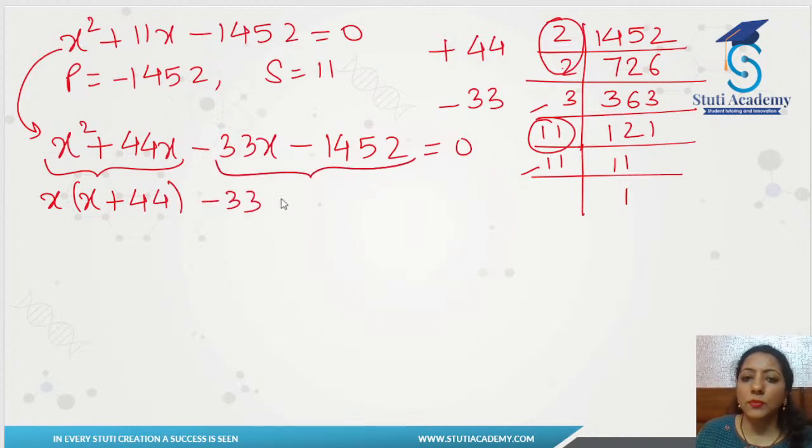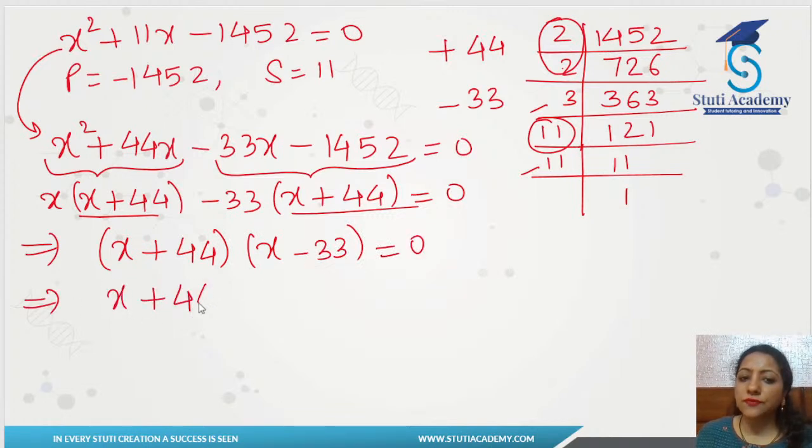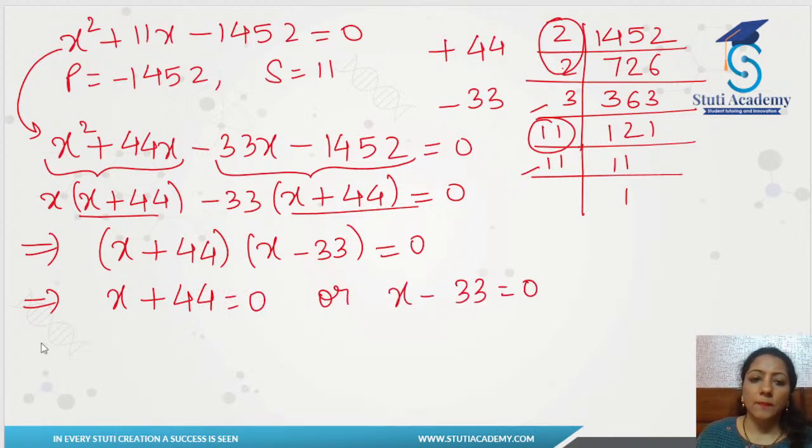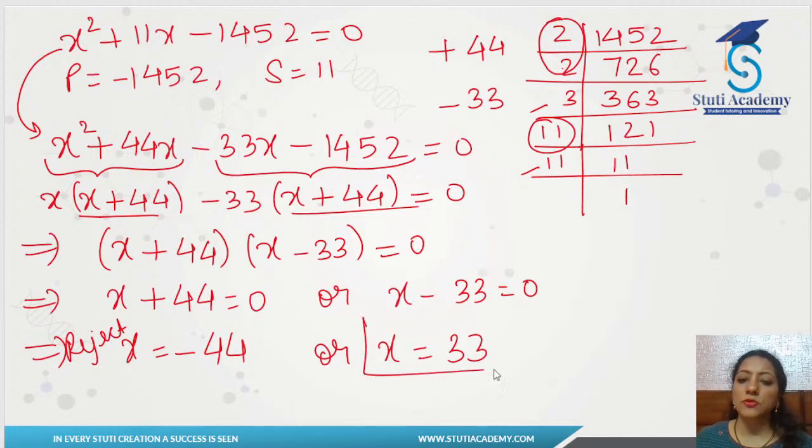Then we have x into x plus 44 minus 33. We will take common from here. We will get x plus 44 and this is equal to 0. Now we can take this bracket common, x plus 44, and then we have x minus 33 is equal to 0. So either x plus 44 is equal to 0 or x minus 33 is equal to 0. So we can say either x is equal to minus 44 or x is equal to 33. Now we will reject x equal to minus 44 because the speed of the train can never be negative. That's not possible. We will proceed with this.